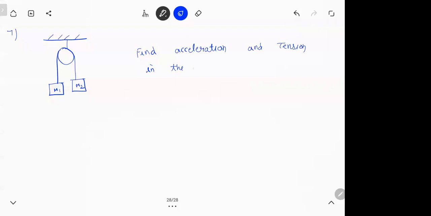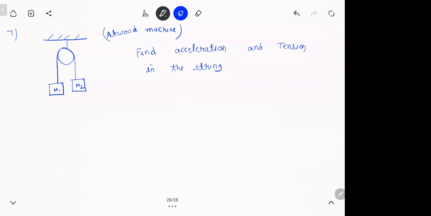So we have two blocks, M1, M2. This is also called an Atwood machine. If you hear this word somewhere, don't get scared. It is nothing, simply a pulley and block system. They call this thing an Atwood machine. So find the acceleration and the tension in the string.